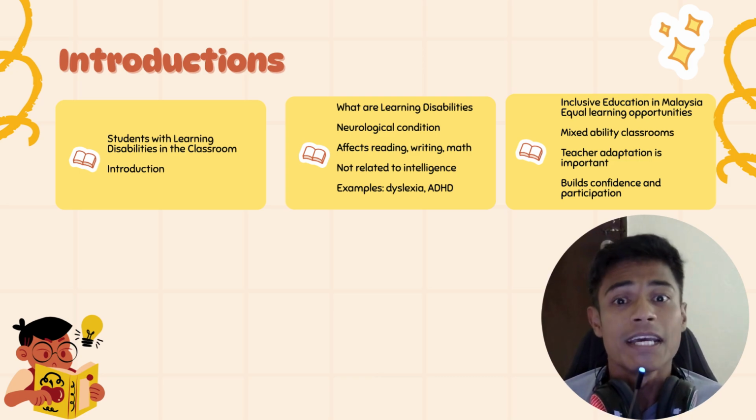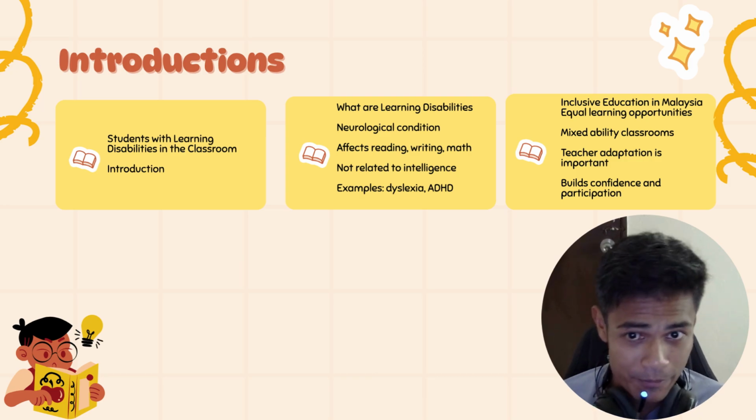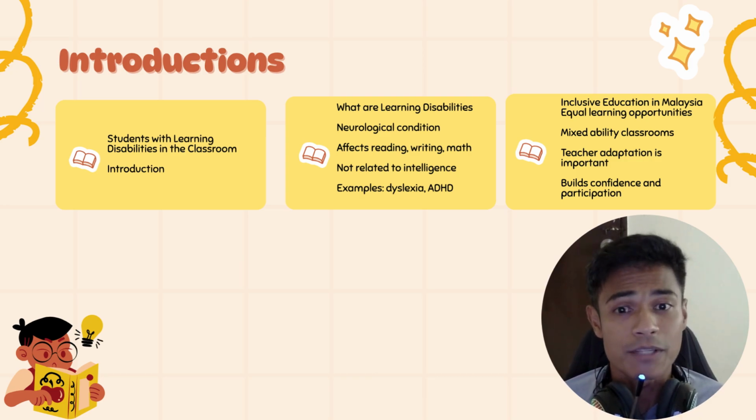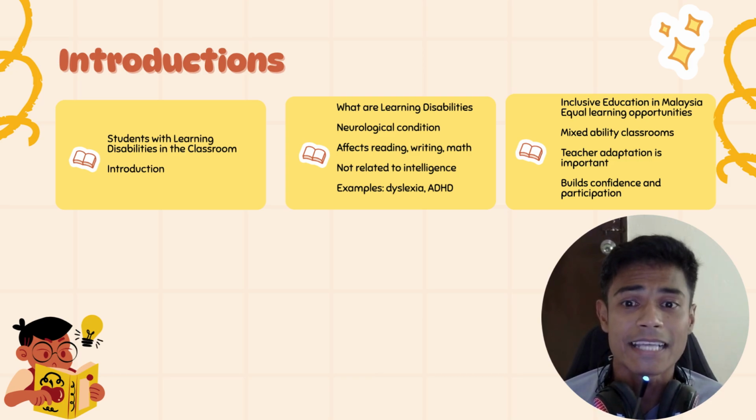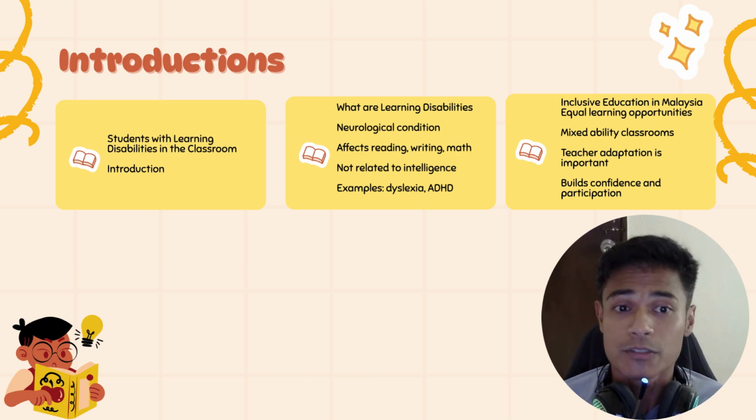For example, a student with dyslexia may find it difficult to read and recognize words. D's and B's are very common, even though they may fully understand the topic when it is explained verbally. Another example is attention deficit hyperactivity disorder, commonly known as ADHD. This is where students may struggle to focus during lessons or remain seated for long periods. These behaviors are often misunderstood, but they are part of how students process information.